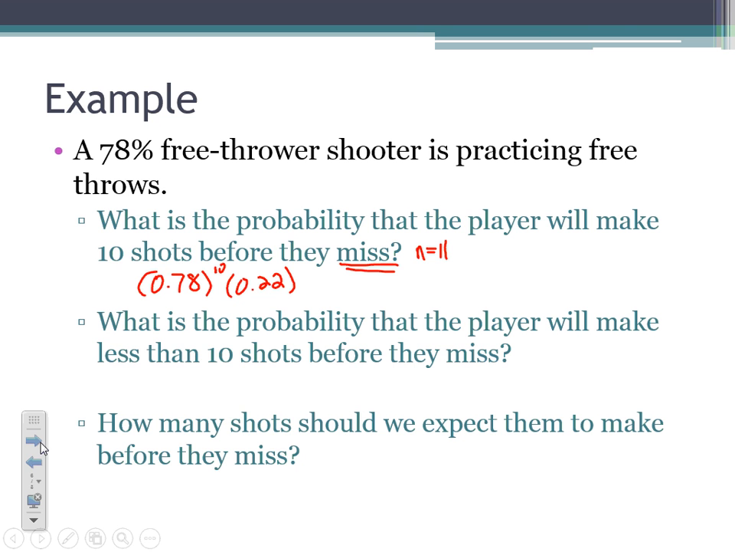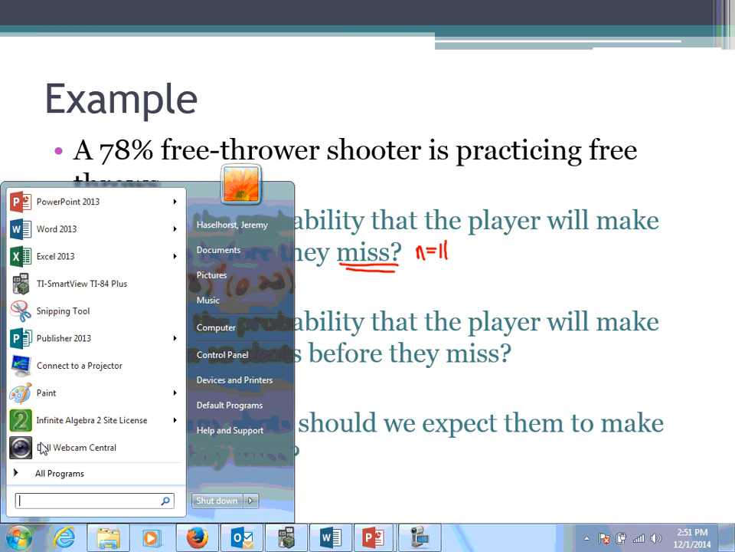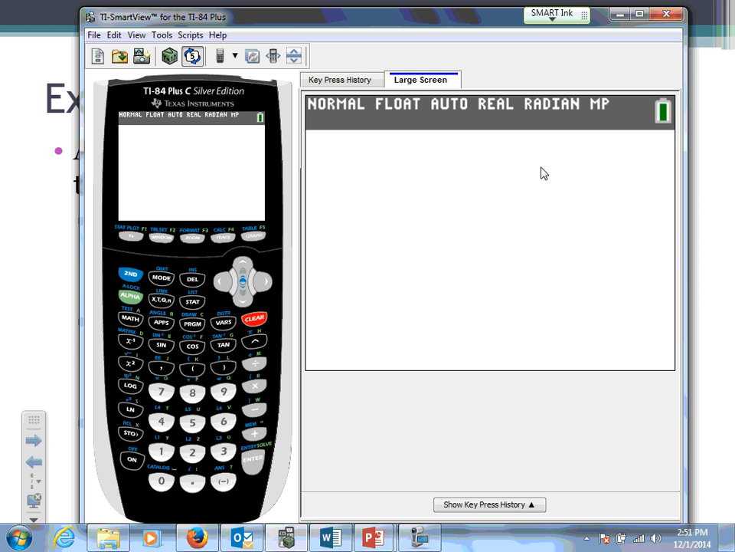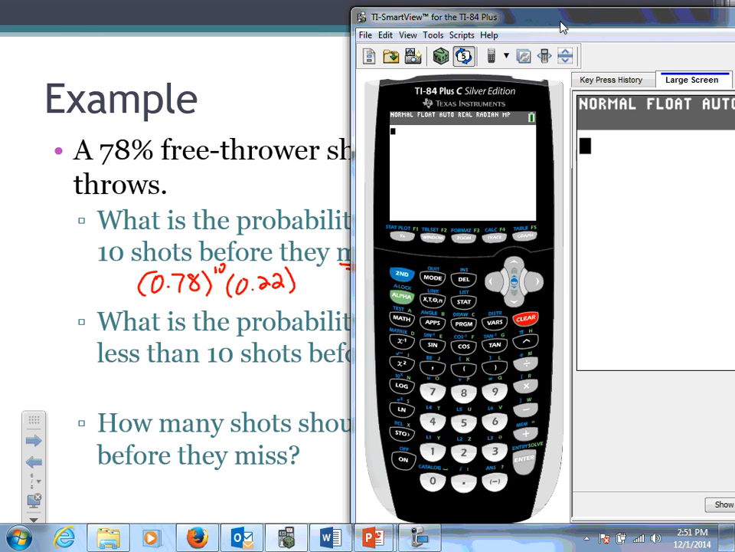Okay? So if we pull our graphing calculators up, so let me pull mine up here, and we calculate this real quickly, right? So we go 0.78 to the 10th power, and we multiply that by 0.22. So we hit enter, and there's our probability. So a very small probability of this free throw shooter hitting 10 in a row, right? Less than 2% chance.